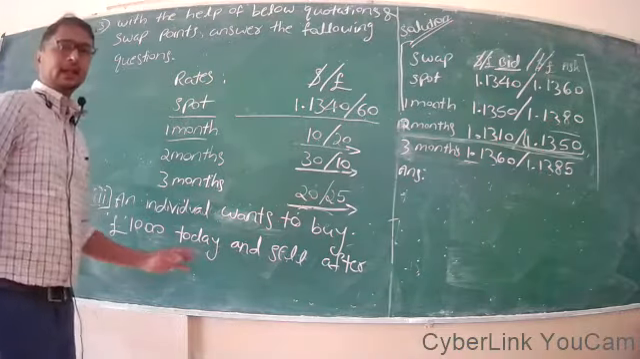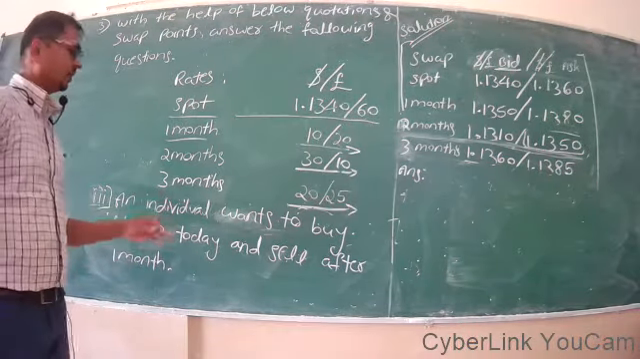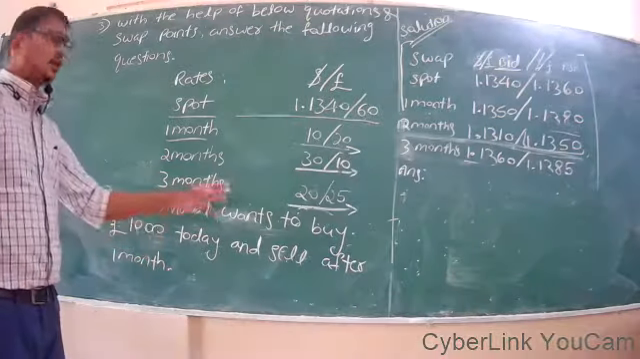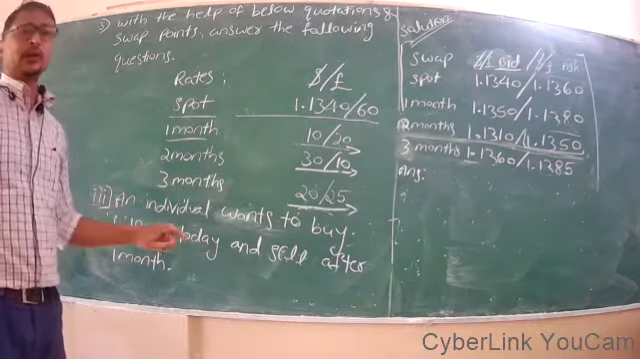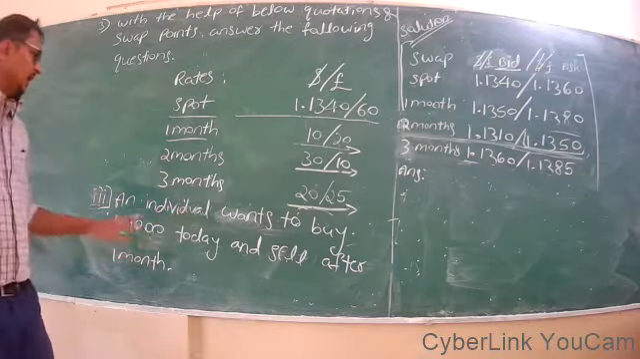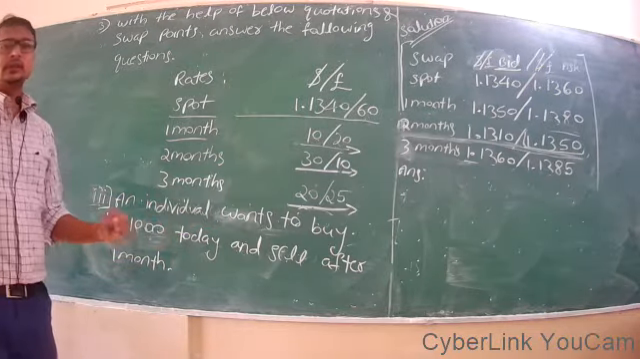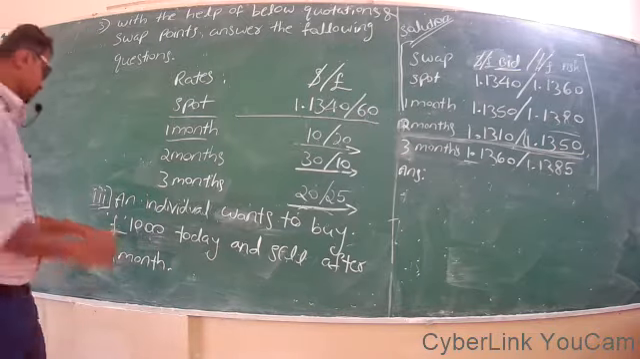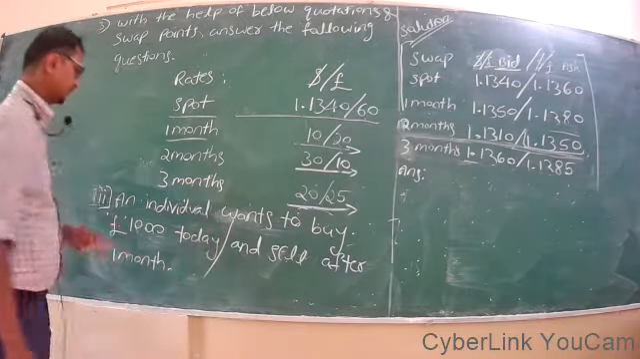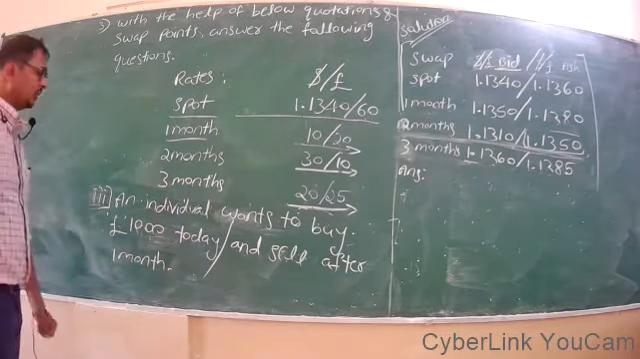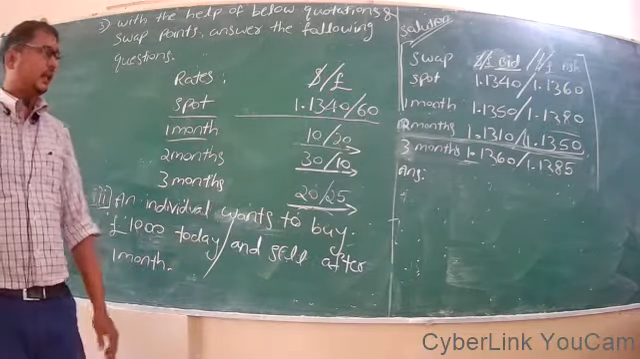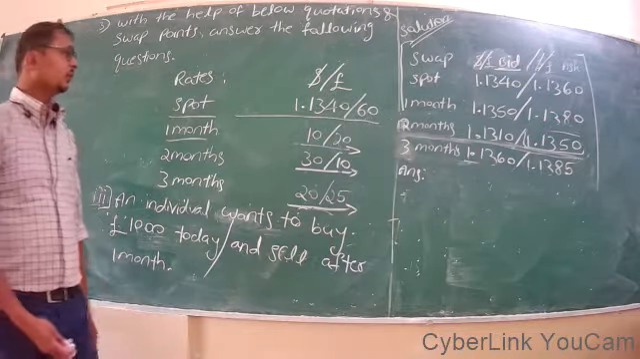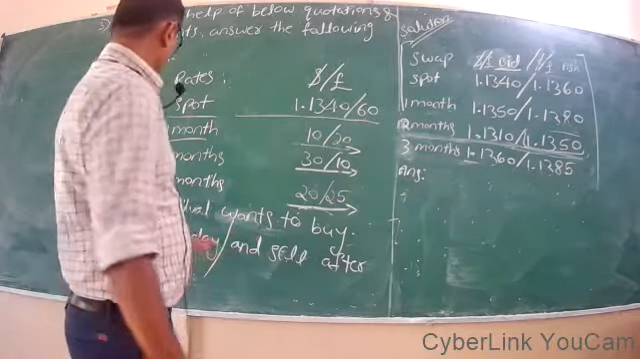So they are asking now, an individual wants to buy 1000 sterling pounds today at this moment and sell after 1 month, right? So first part of the question, today an individual wants to buy a certain amount of sterling pounds. That means at what rate? Which rate is applicable to this question?